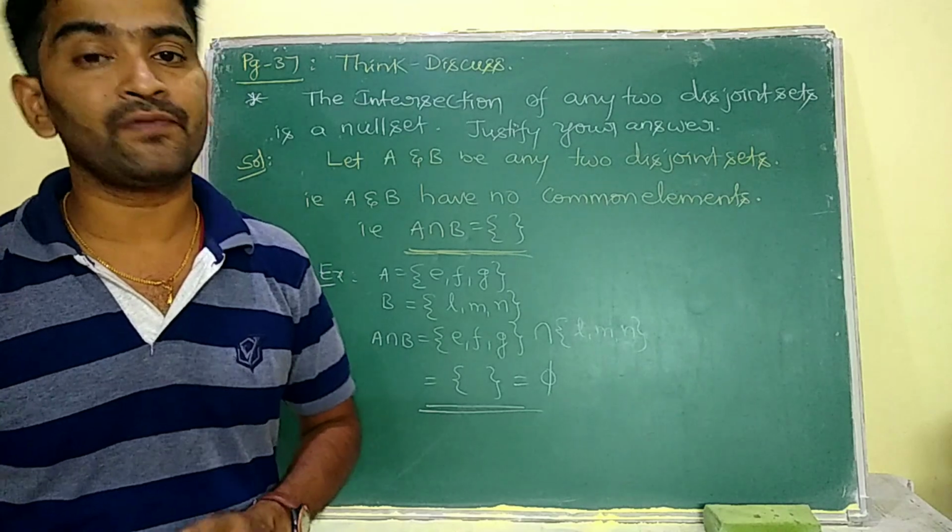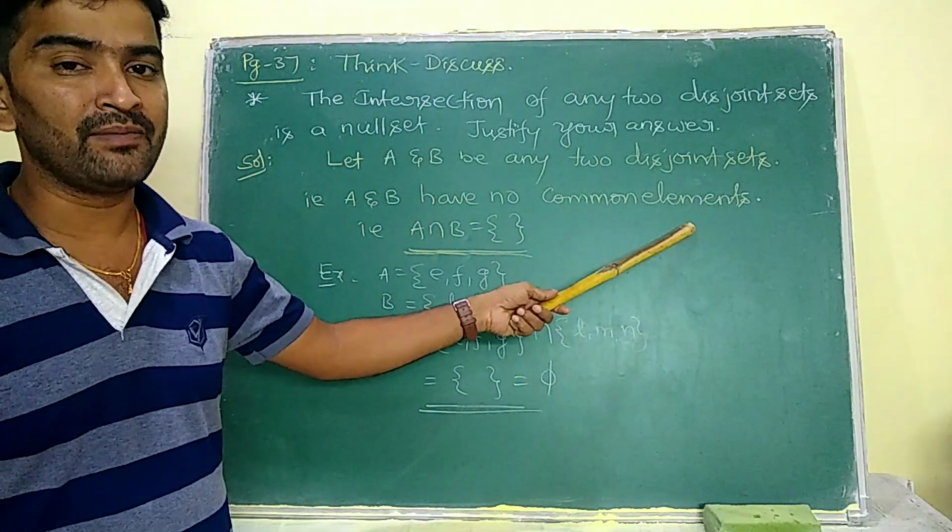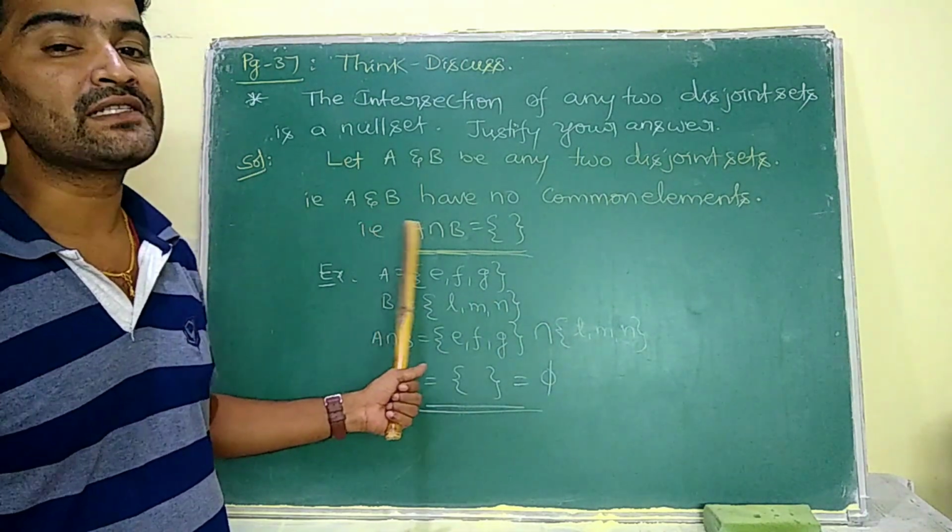There is no common element for both A and B. That we have to write clearly. A and B have no common elements in it. That is why A intersection B is empty.